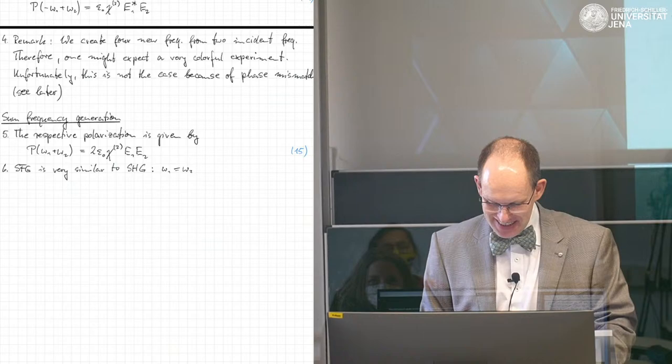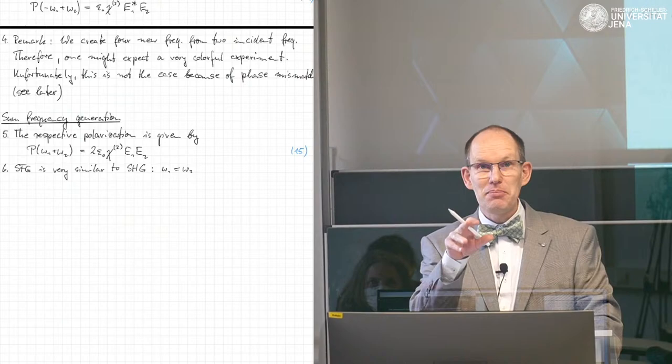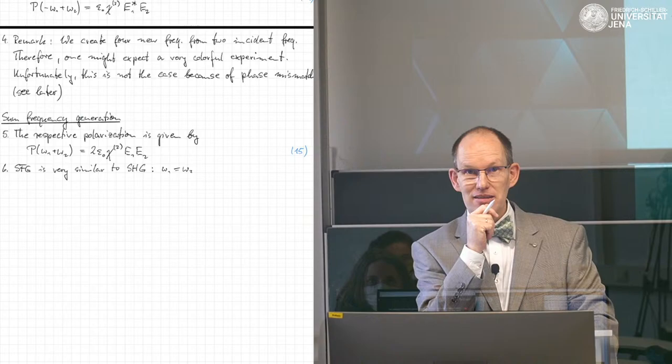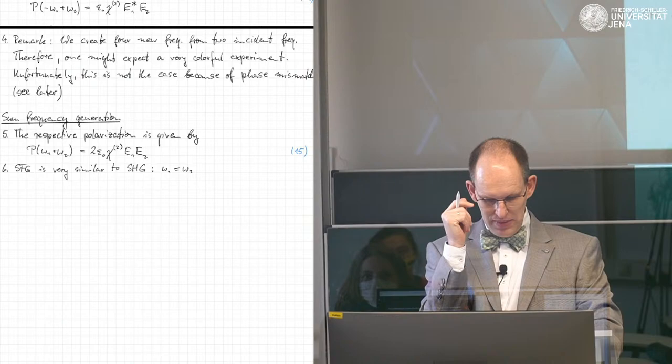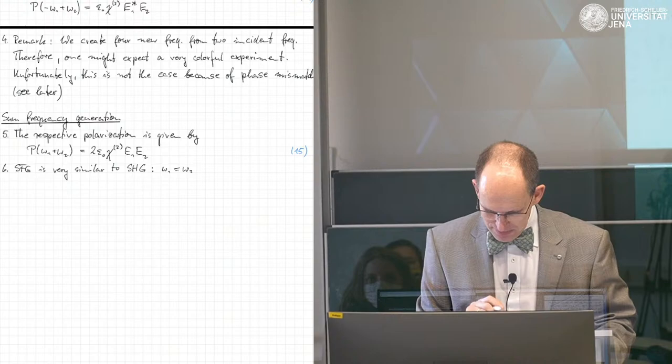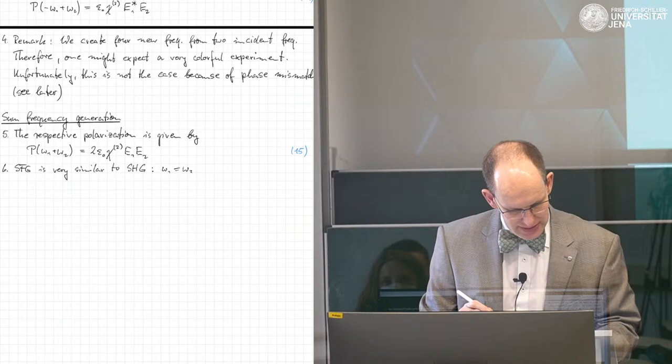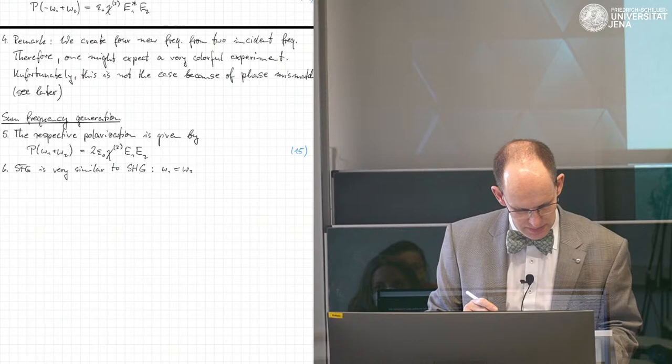So sum frequency generation, we said, is very similar to second harmonic generation. Ah, by the way, you can remind me if I forget it. So sum frequency generation, we said, is very similar to second harmonic generation. So there's this factor of two, which has actually trivial reasons that I explained.